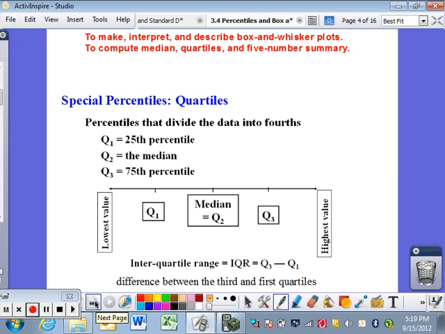Special percentiles. This is where quartiles come into play, and this is where we get our box and whisker plot. So you need the lowest and the highest. They're pretty easy to find. And then the median is your middle number, your second quartile. That's the first thing we'll find.